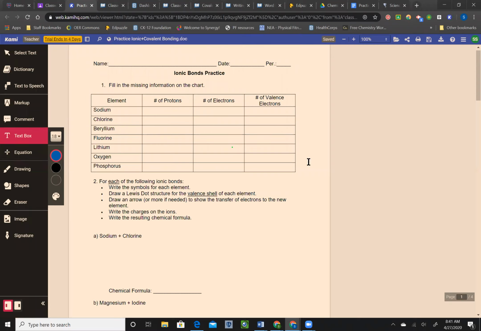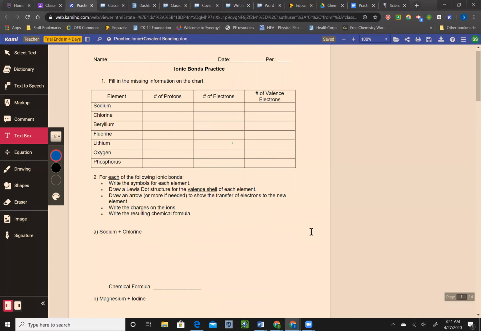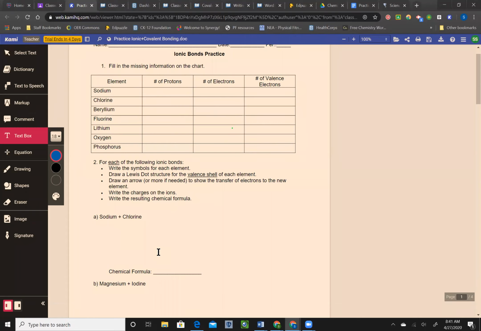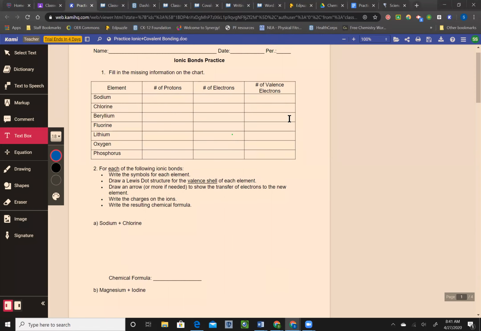So now I'm just going to fill in the number of valence electrons. I went over this in the other videos and the how-tos. As a matter of fact, I also did the sodium chlorine as an example. So I'm going to skip that one. You can use a periodic table to figure out the valence electrons for each of these.